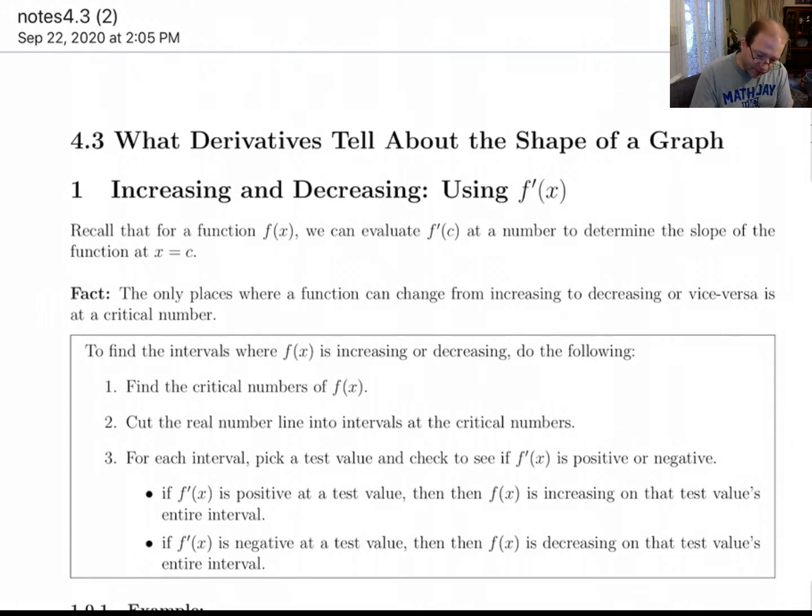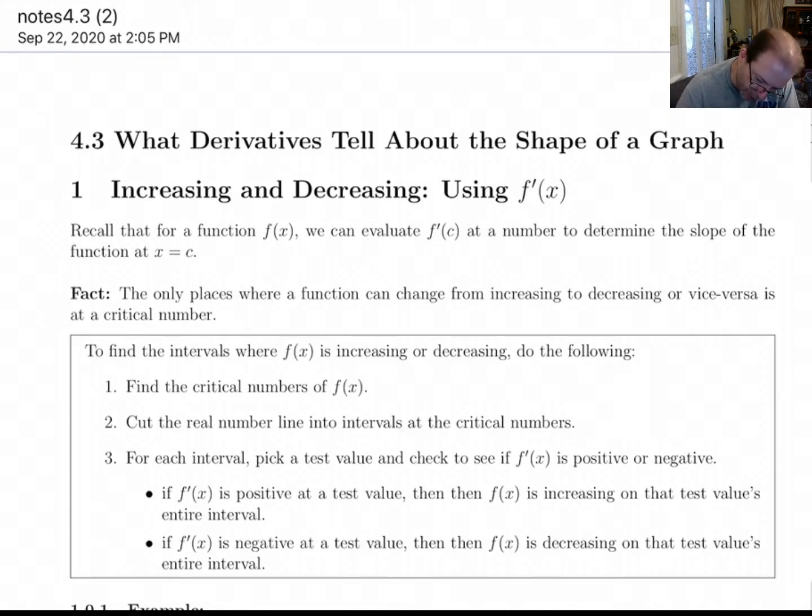And this is a nice fact here. The only places where a function can change from increasing to decreasing or vice versa is at a critical number. So what we want to do to figure out where the intervals of increasing and decreasing are is first you find all the critical numbers. Then you cut up the real number line at the critical numbers. And since those are the only places where the sign can change, all you have to do is pick a test value inside each one of those intervals and then see if the derivative is positive or negative there.